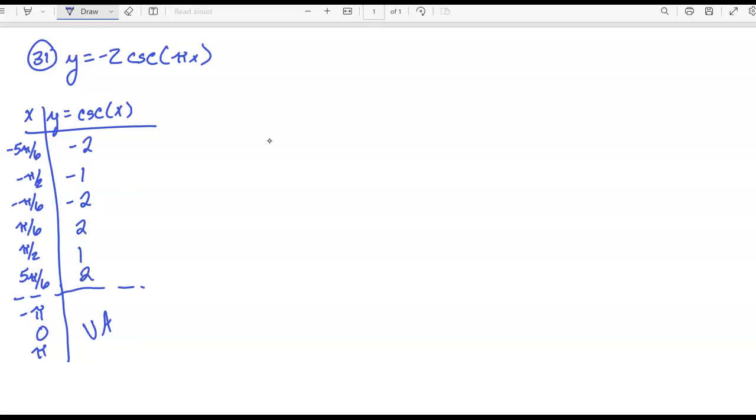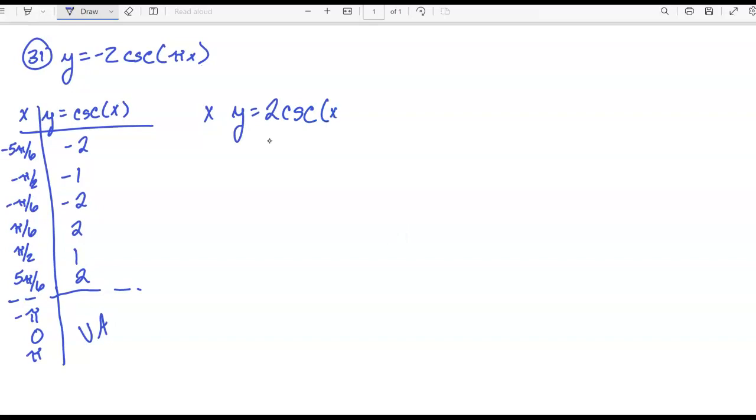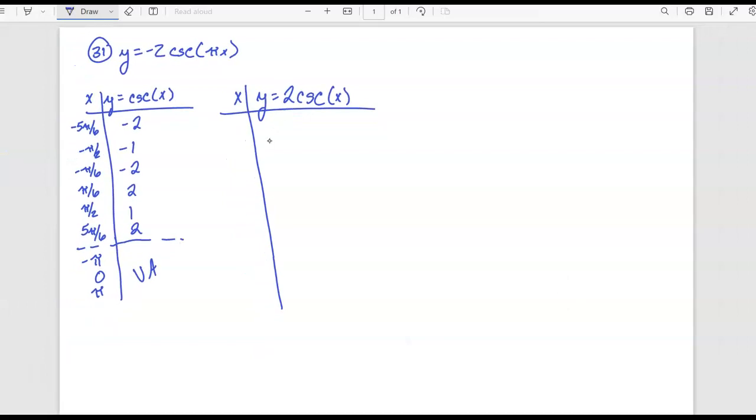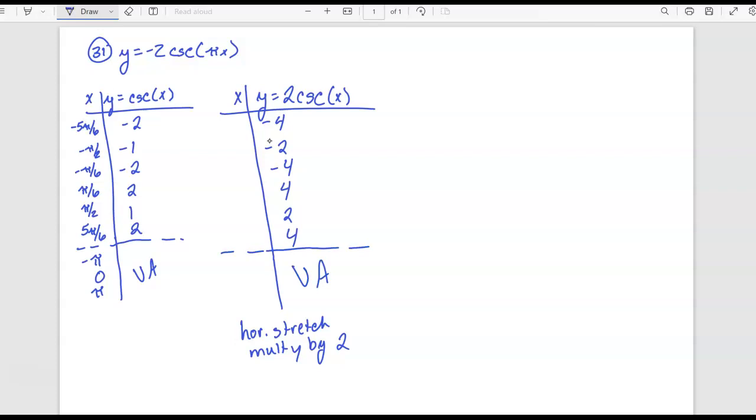So we do left, right first. There's no left, right. Then we do stretches and shrinks. So I'm going to start by multiplying by the 2. So if you think about what that does, that's going to stretch. We're going to multiply the y's by 2. Vertical asymptotes are still going to be vertical asymptotes. The x's were not affected here.